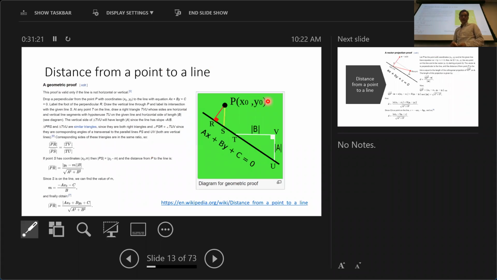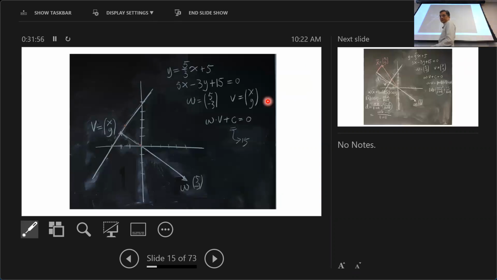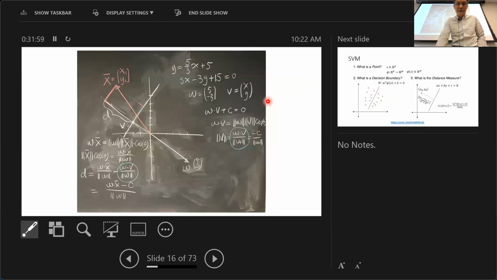So this is a Wikipedia page. It explains the formula, which is the distance between data points and a line. Okay. We are not going to use this to explain. But that's a formula, and you can work it out by yourself. So I'm going to show you my own example. So at the end, we will see the distance is this.